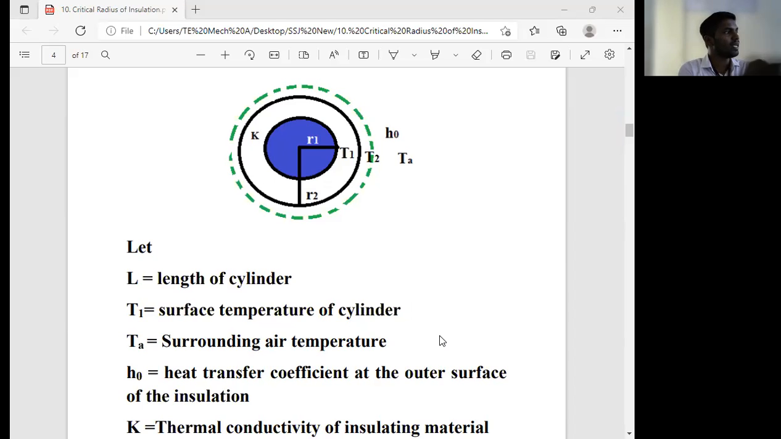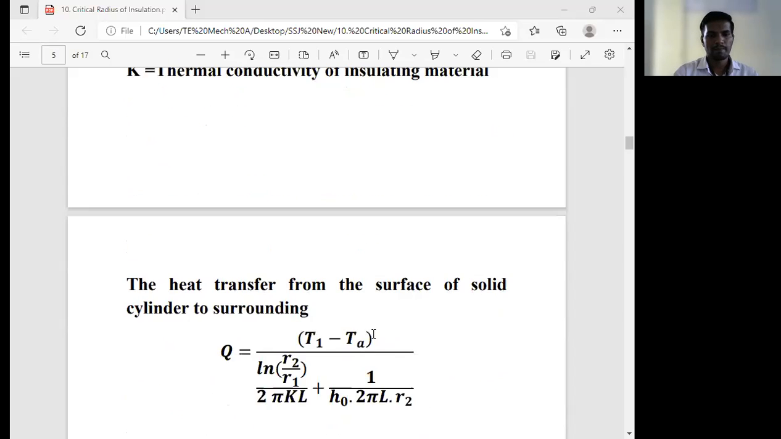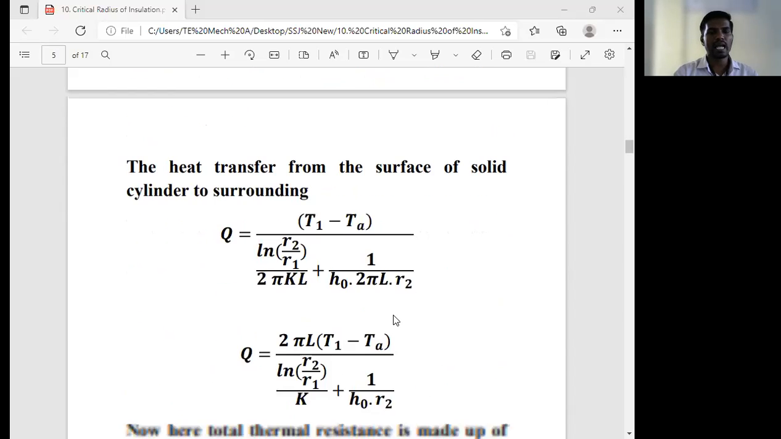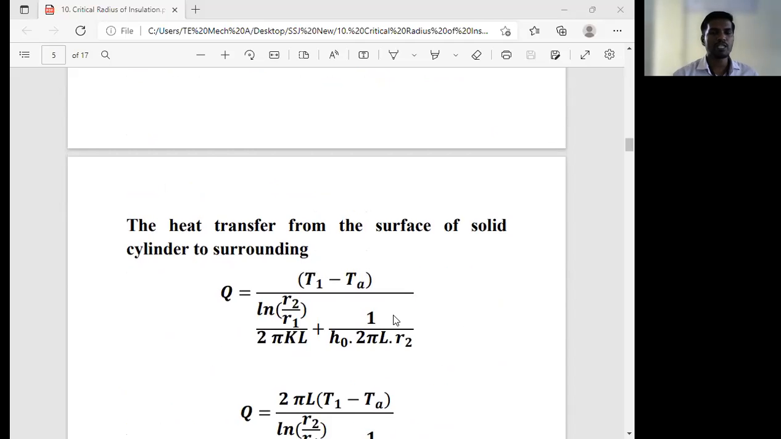What did we say? Solid cylinder to the air, how much heat will be transferred? So for that there are 2 resistances. One resistance due to the conduction in the insulation and one resistance due to the convection in the air. So we have to write the equation. Write down the heat transfer from the surface of solid cylinder to surrounding.